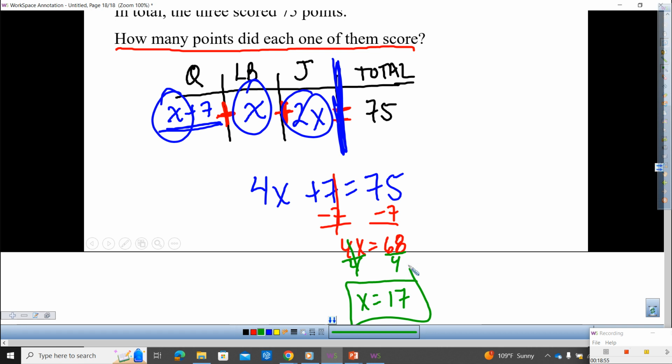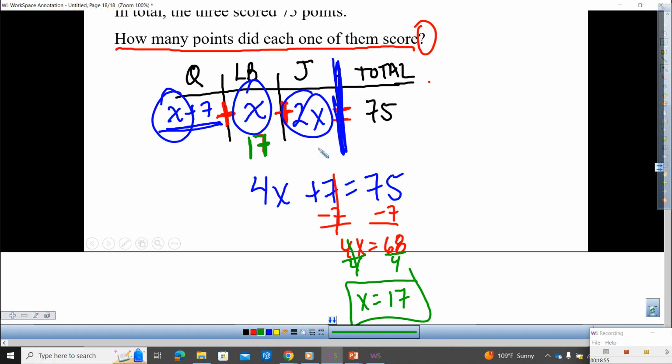Now, if I stop there, it's all good, but you would get this problem wrong. Tell your neighbor why. You haven't answered the question. What is the question? How many points did each of them score? So let's see. Who is X? LeBron is X, so he is 17. There it is. Label it right there on the table. 17 for LeBron.